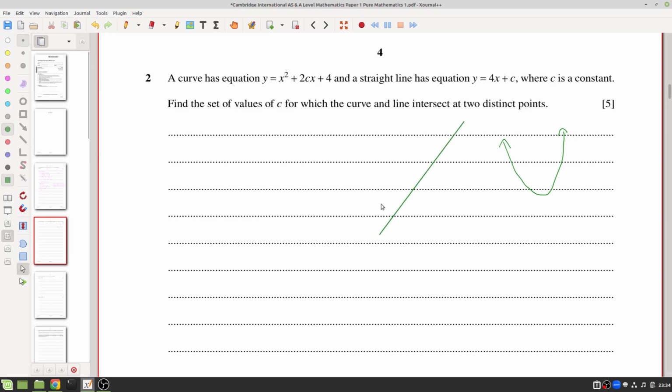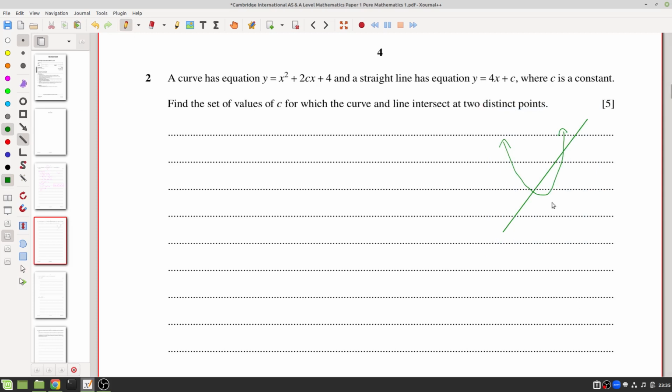Now we need to find the value of c, and same for the c here, so that this intersects at 2 distinct points. So we see here it intersects at no points, but if that c moves up, c being our y-intercept, then at some point it's going to be a tangent, just touching it, because then there's just one point of intersection. And anything above some value here will give us 2 distinct intersection points.